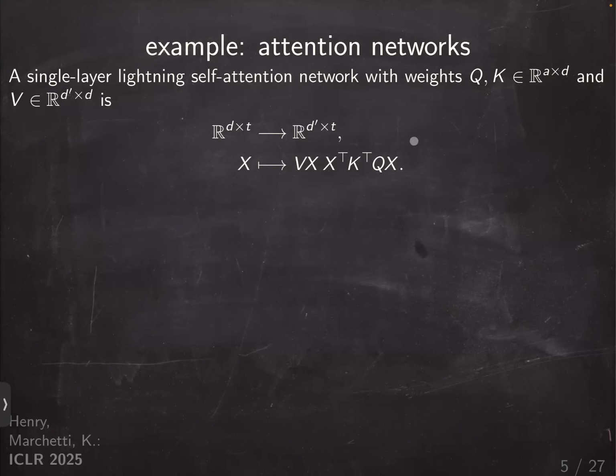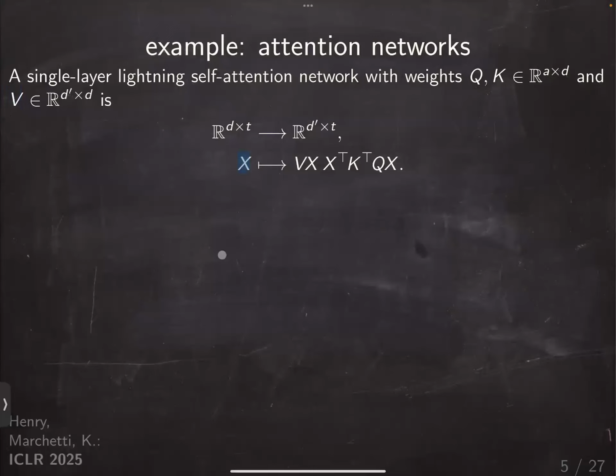The parameters of a self-attention mechanism are actually 3 matrices. There's a matrix Q, which stands for queries, a matrix K that stands for keys, and then a matrix V that stands for values. Then, for fixed such weight matrices, a self-attention mechanism does the following.